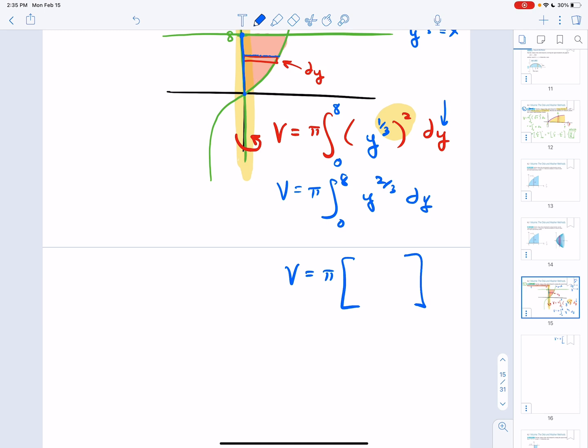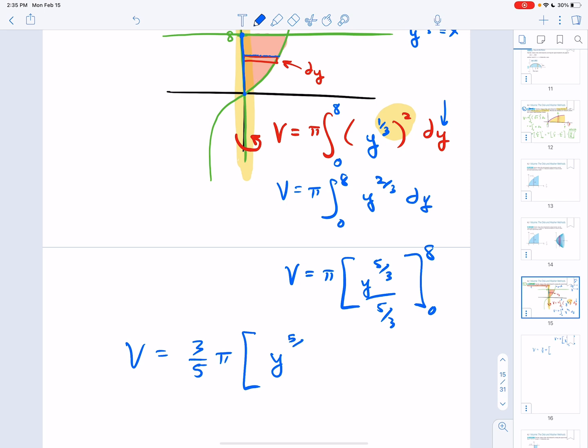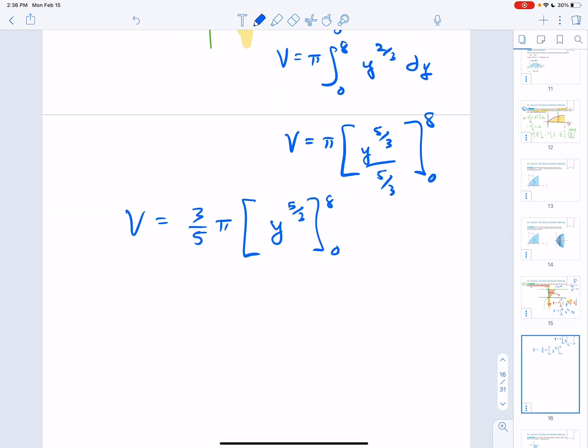Okay, so here, this is just going to be y to the 2/3 plus 1, which is y to the 5/3 over 5/3 from 0 to 8. All right. Dividing by 5/3 is the same thing as multiplying by 3/5. I could take that coefficient outside to make it a little bit easier. And then I'll go ahead and evaluate from 0 to 8 using the fundamental theorem of calculus, okay?